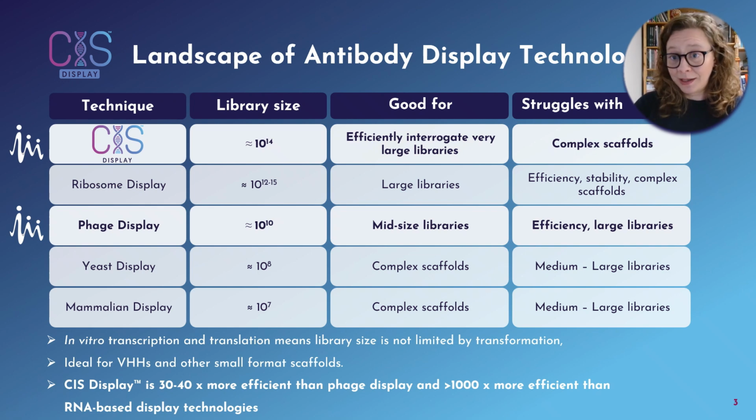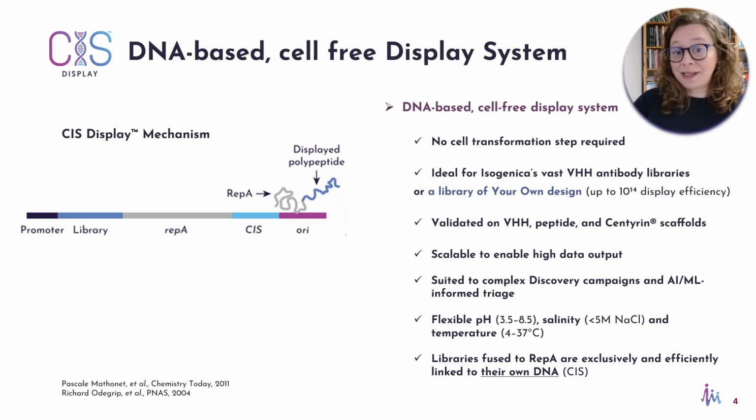RNA display, while it is very good at displaying large libraries, is not the most efficient or stable of the display technologies. Comes in CIS display, our founding technology. It's a DNA-based cell-free display, which is excellent at displaying large VHH libraries. So as I mentioned, CIS display is a cell-free DNA-based system.